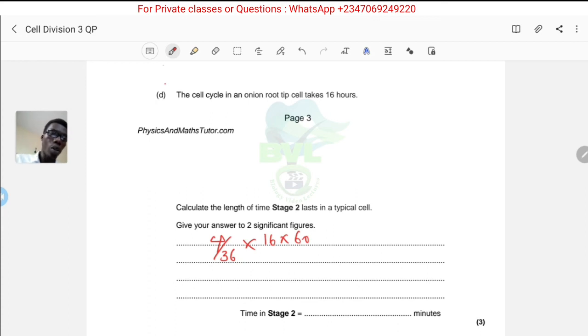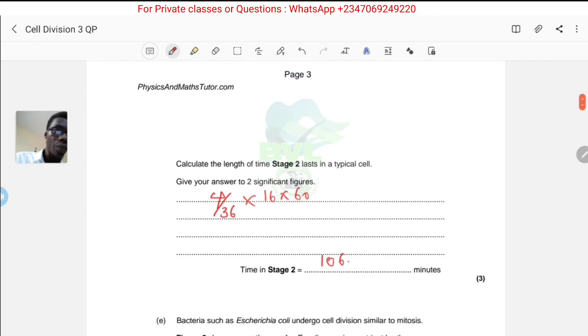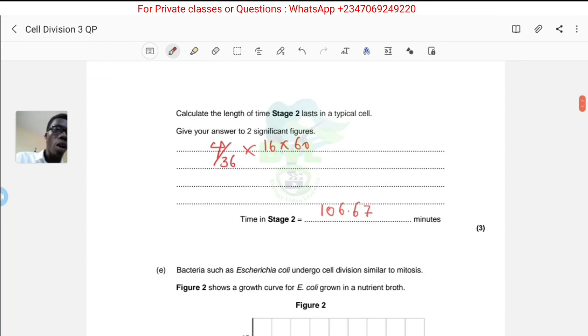So if you punch your calculator like I'm going to do now, it gives us 106.666. It says in 2 significant figures, it's going to be 110, because it's like 106.6666. So for 2 significant figures, we just approximate. Okay, all right, that's okay.